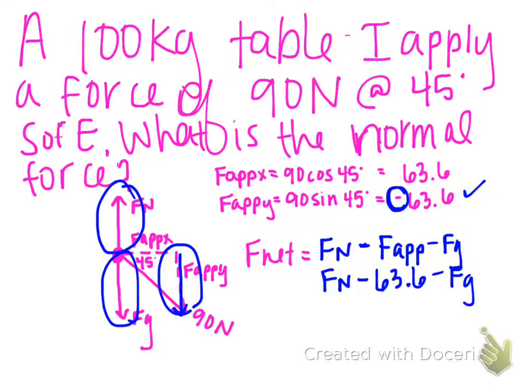Okay? The net force here in the vertical direction, what is it? It's not moving, right? Our object's not moving in the vertical direction. Once we break down the 90, we're done with that. We don't use that ever again, anywhere. Okay, so 0 equals normal force minus 63.6 minus mass times 9.8.